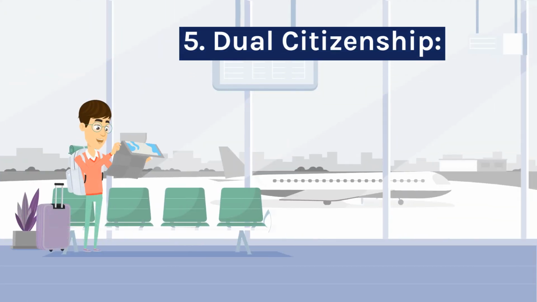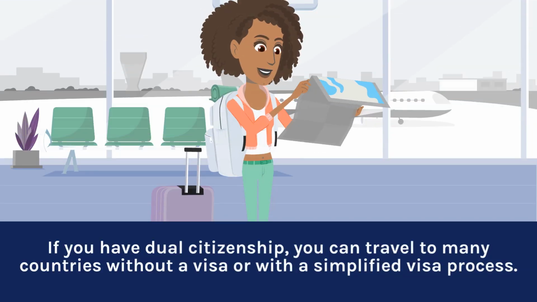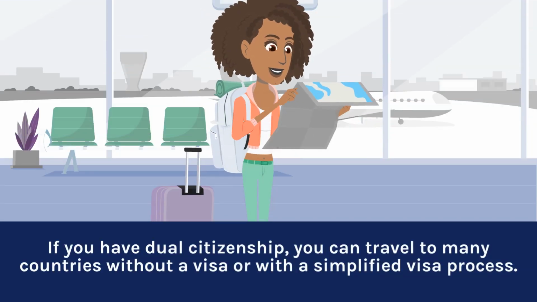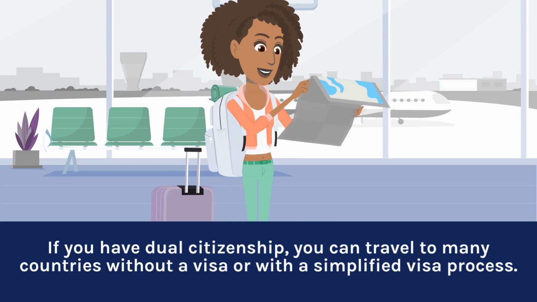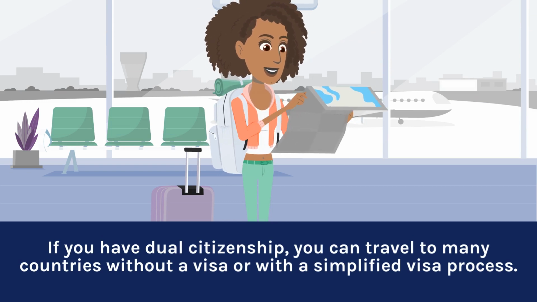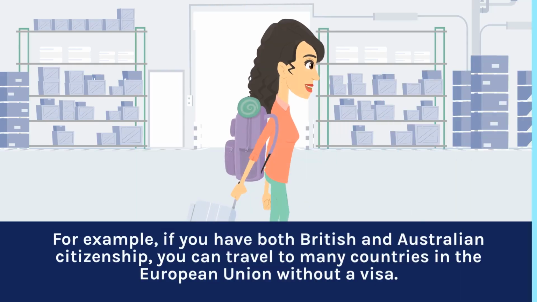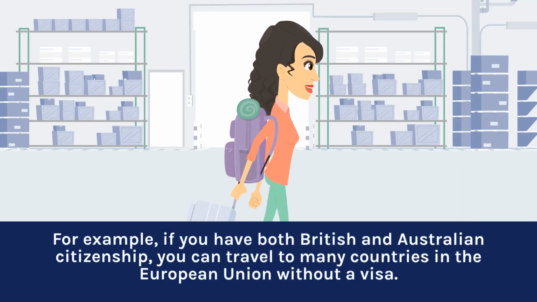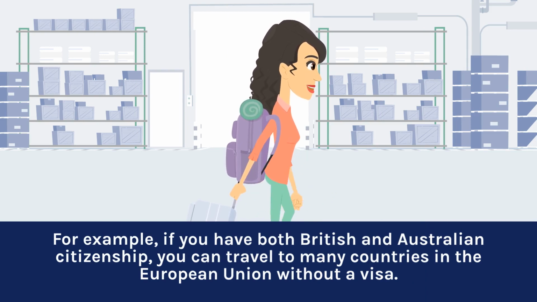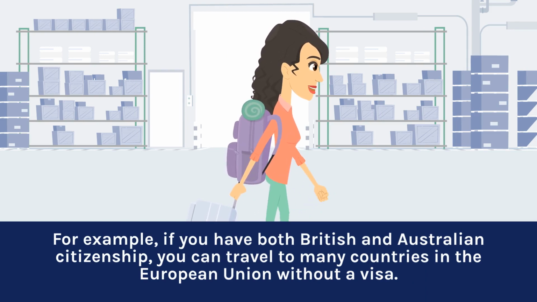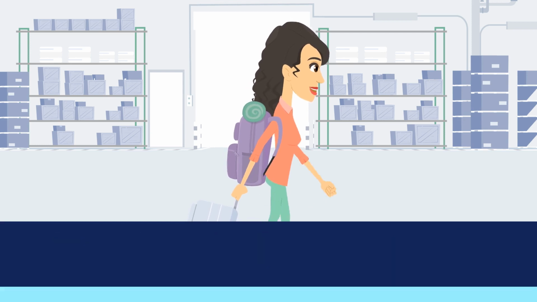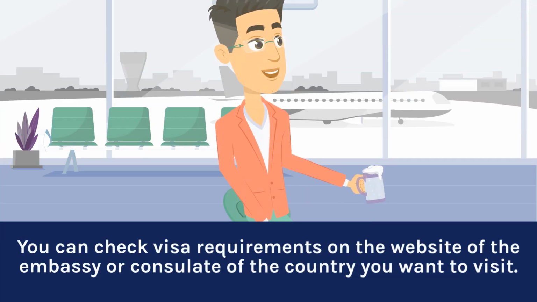5. Dual citizenship. If you have dual citizenship, you can travel to many countries without a visa or with a simplified visa process. For example, if you have both British and Australian citizenship, you can travel to many countries in the European Union without a visa. You can check visa requirements on the website of the embassy or consulate of the country you want to visit.